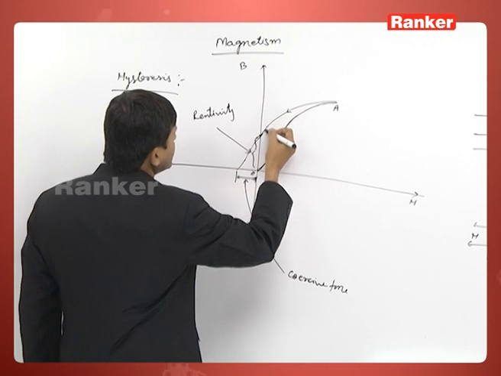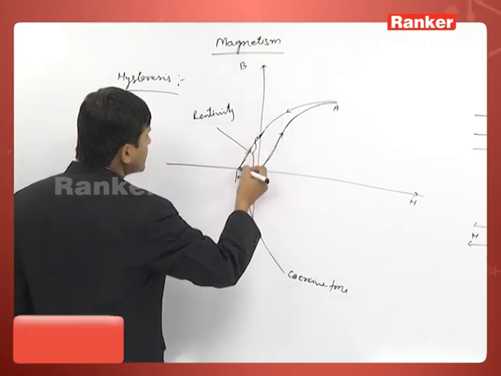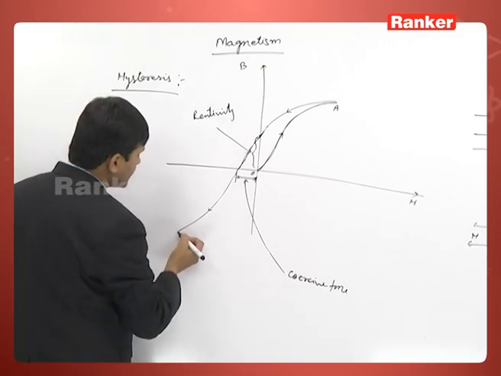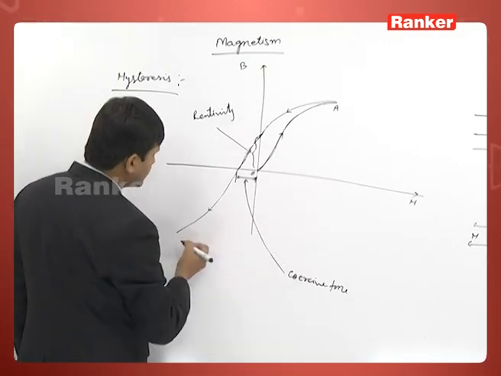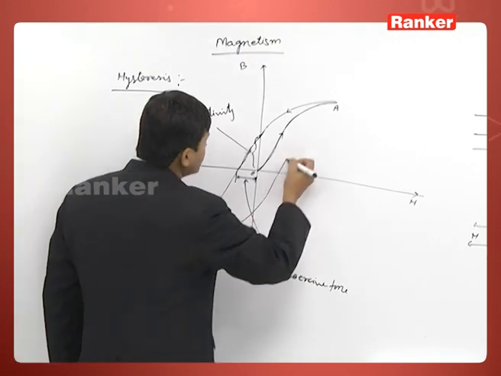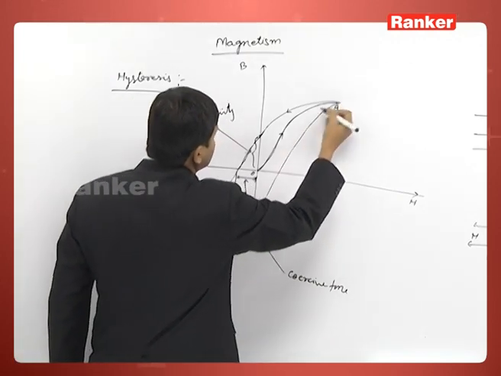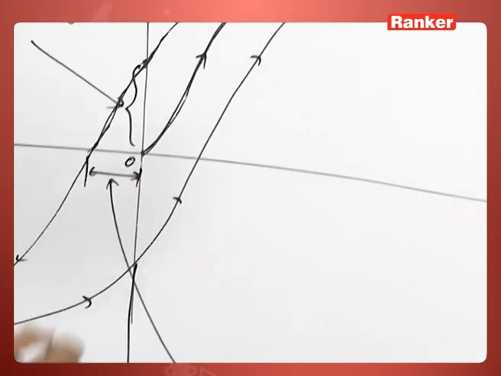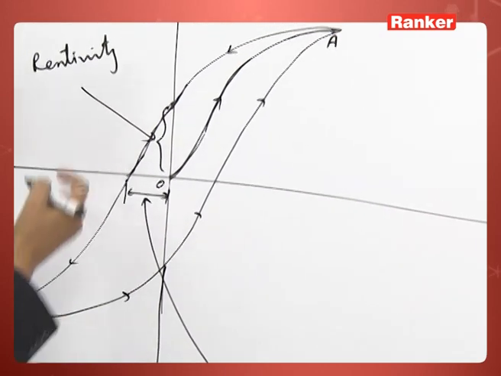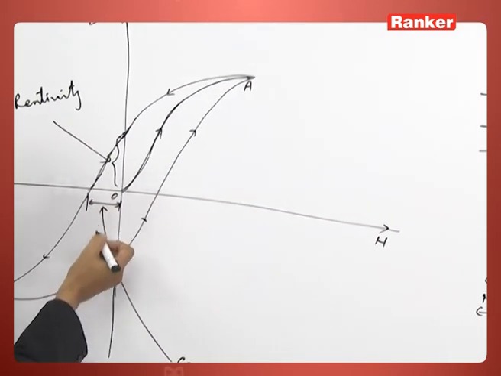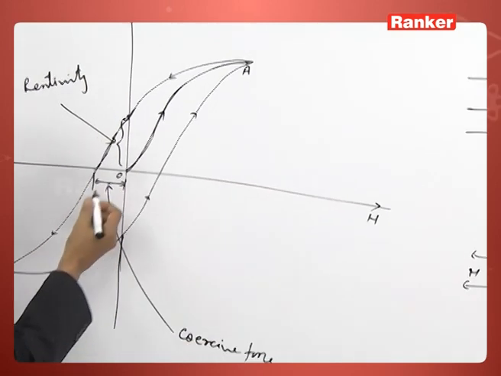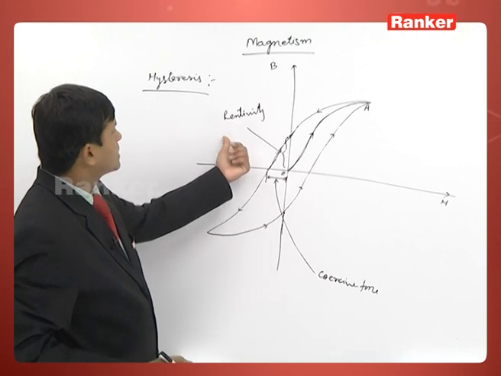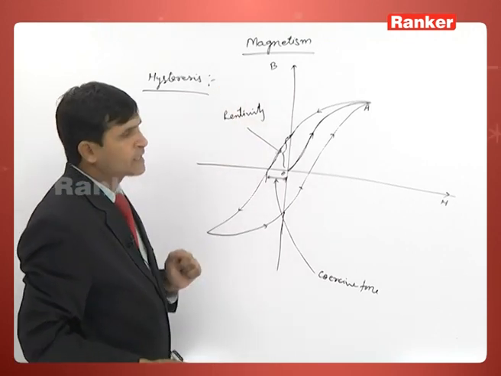So some opposite field is required here. Then again, if we apply the field in the reverse direction, we will again follow this type of graph. So this curve is called the hysteresis curve. This term here is retentivity, and here is the coercive force, and this phenomenon is called coercivity. So what is the main point in the hysteresis curve?